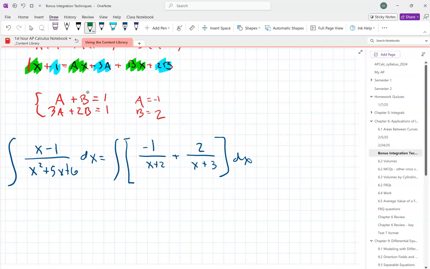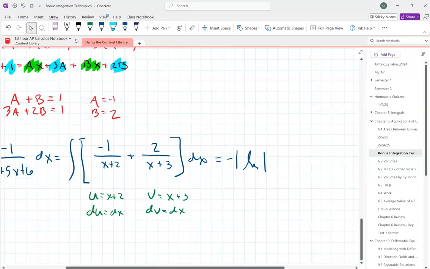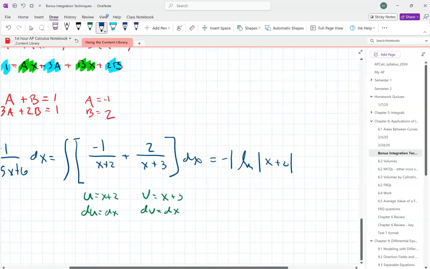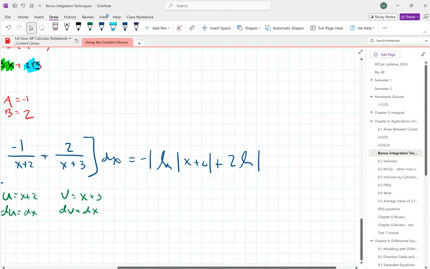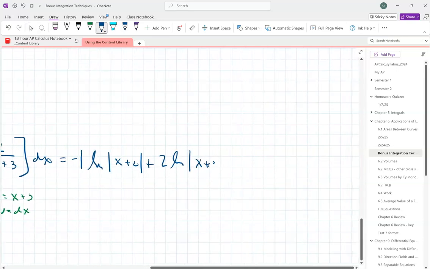just use that u sub with a natural log, where the first u is x plus 2. So again, du is dx. And then we'll use a v for the second letter. So again, dv is just going to be dx. So when I integrate this, I'm going to have negative 1 natural log absolute value x plus 2 plus 2 natural log absolute value x plus 3 plus c.